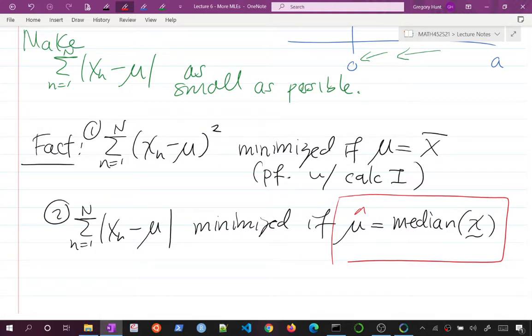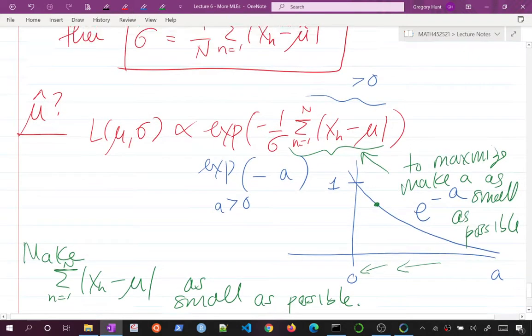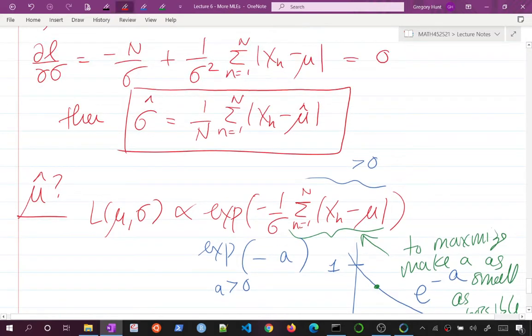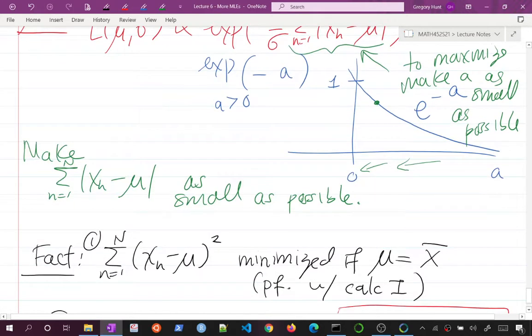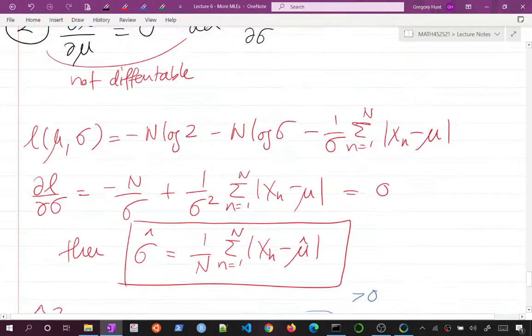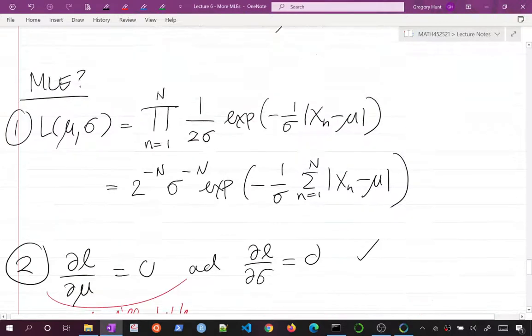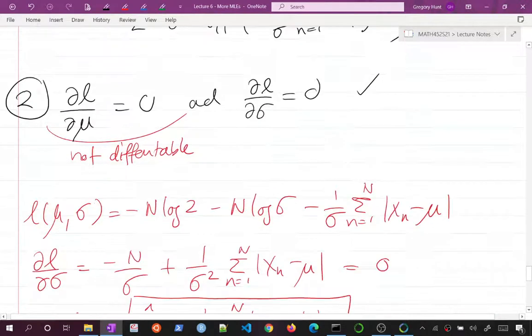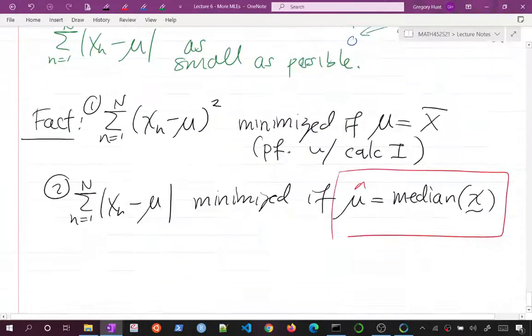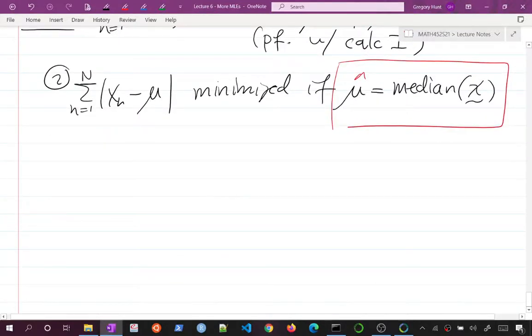So the MLE for mu is the median, and then the MLE for sigma is we take whatever xn, subtract off the medians, take the absolute values, and take the mean of those. So this whole thing is like a more robust version of a normal distribution in some ways. We replace squares with absolute values.